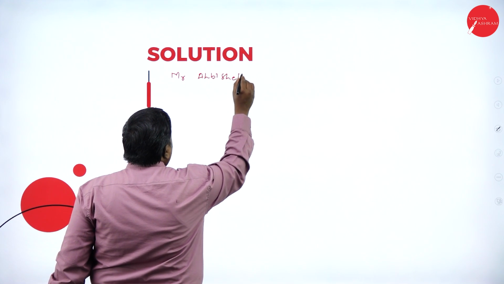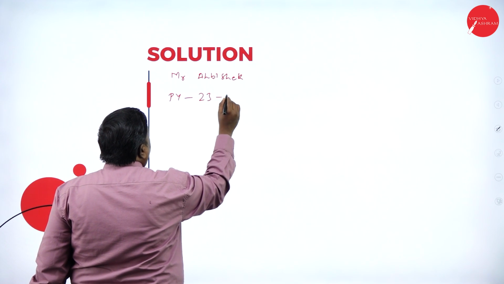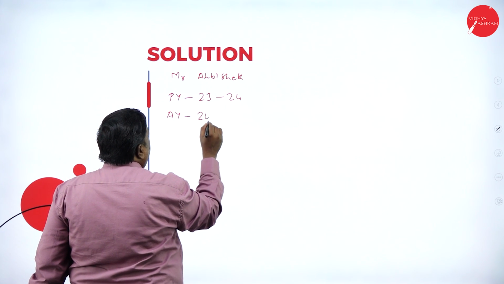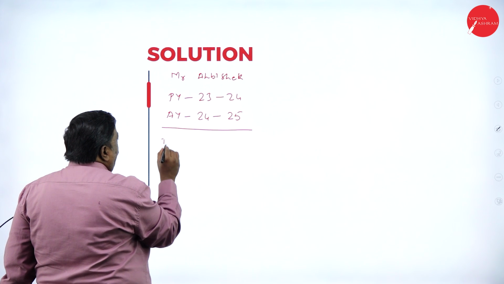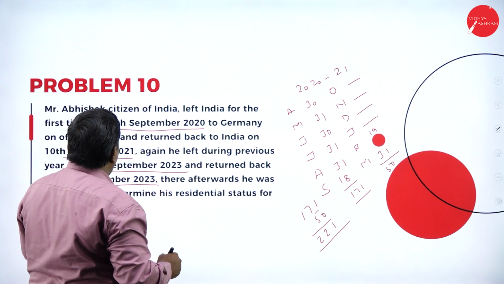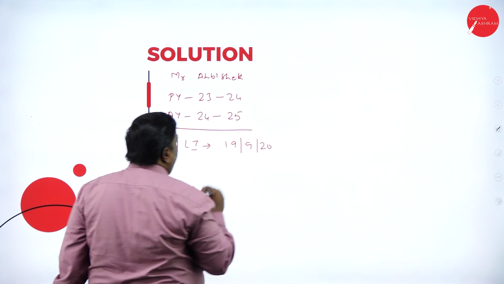Abhishek. What is our previous year? Previous year is 2023-24. My assessment year is 24-25. Next. Date of leaving India for the first time. When I left, 19th September 2020.